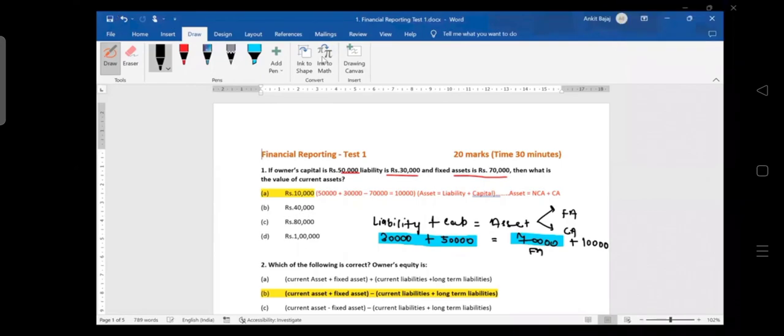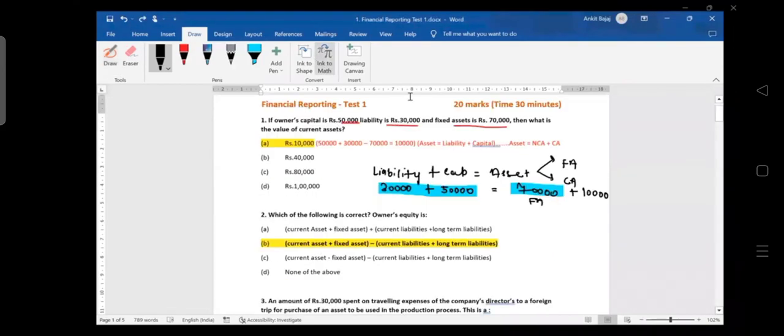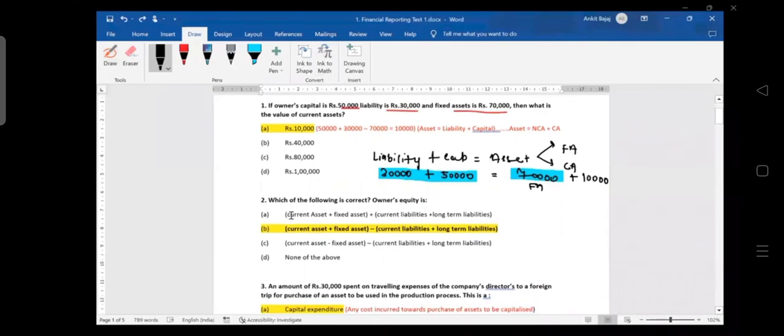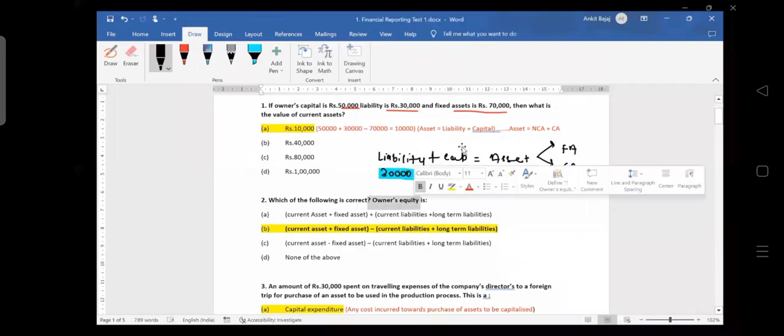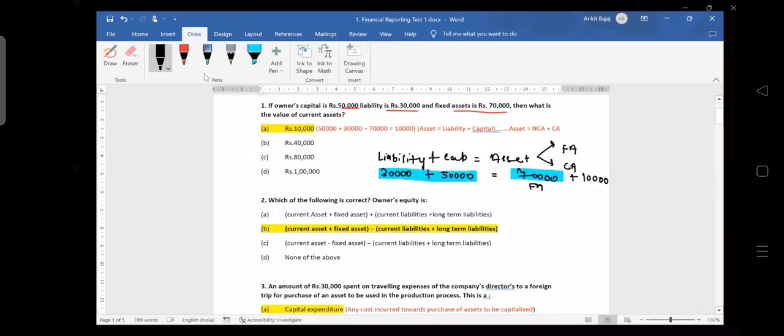Now, if you see the next question, it says, which of the following is correct, right? So again, we have to use the accounting equation. Current asset, fixed asset plus current liability plus long-term liability, no, it is not correct, right? Liability plus capital is correct, right? So here, this question is saying you have to find out owner equity, so asset minus liability can be correct here.